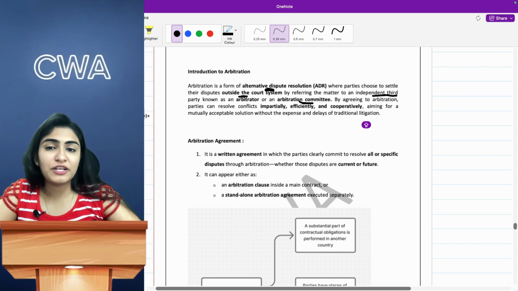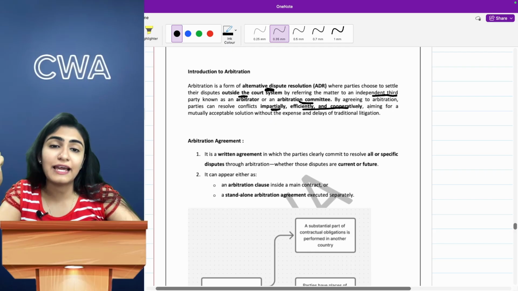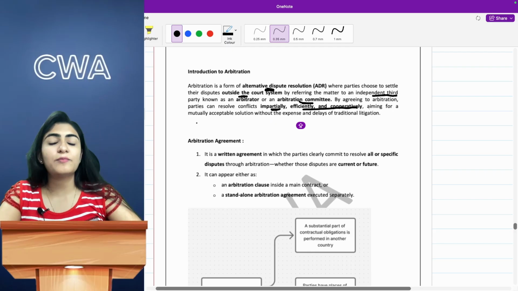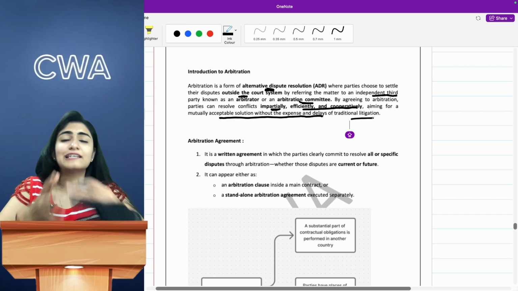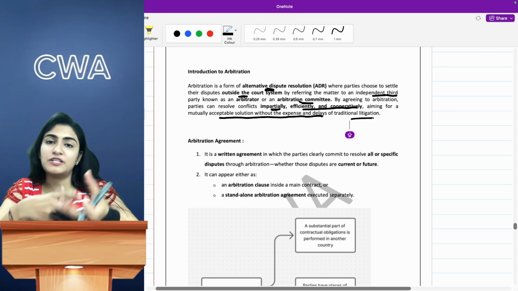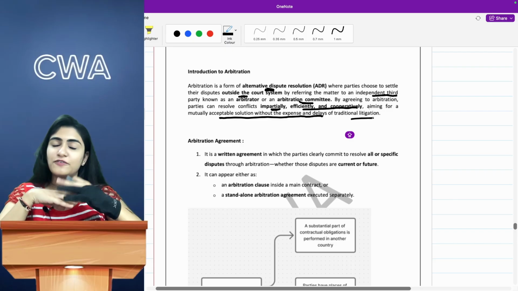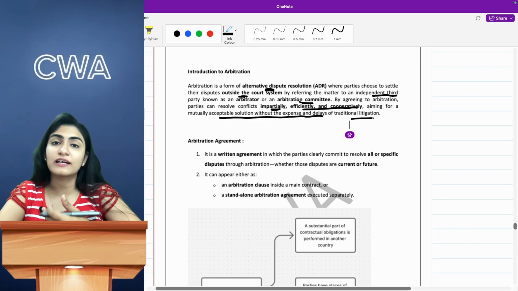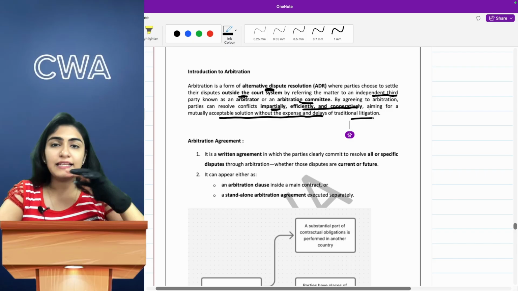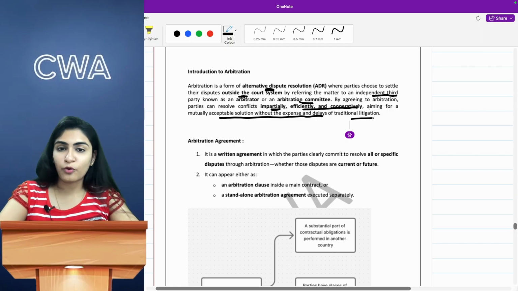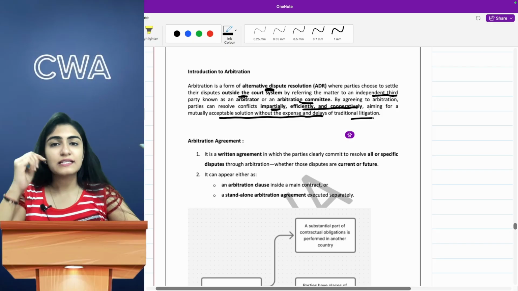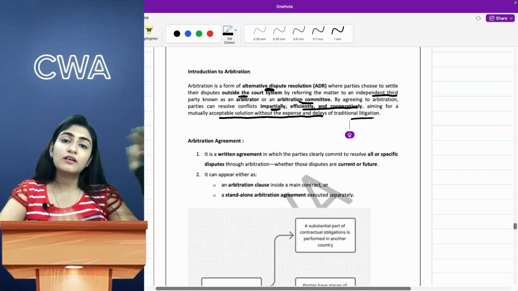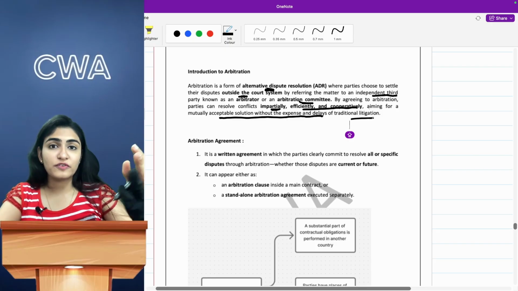By agreeing to arbitration, parties can resolve conflicts impartially, efficiently, and cooperatively, aiming for a mutually acceptable solution without the expense and delays of traditional litigation. In traditional litigation, we have seen that firstly, it is very expensive, and again, there are always delays. So if you want to avoid that, both parties can mutually discuss and go to an arbitrator or arbitration committee for resolving their disputes.